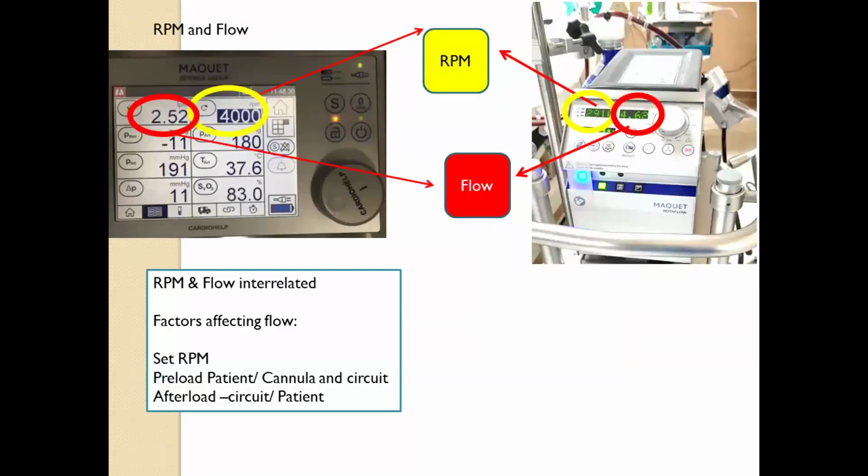And of course, we monitor the RPMs and flow. So we need to keep an eye on at what RPM, how much flow we are getting, because that will give us a lot of information about the preload status of the patient, the cannula and the status of the patient, the afterload of the patient. So for the same RPM, if I'm getting higher flows, that means the flow is improving. The preload may be improving, the afterload may be reducing. But at the same RPM, if I'm getting lesser flows, then there could be a problem with the preload and the afterload. So that's how the RPM and the flow are related.